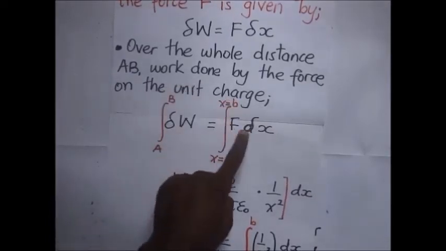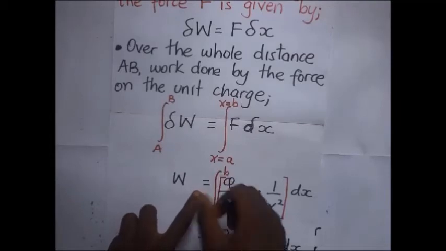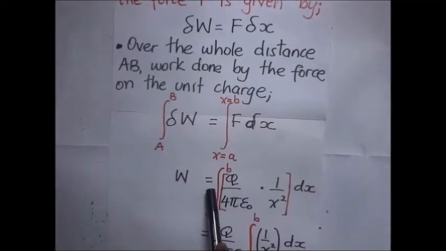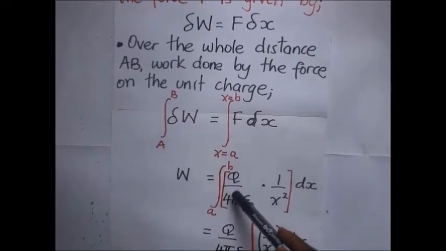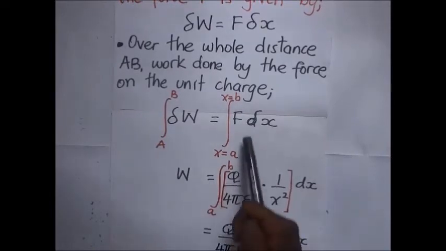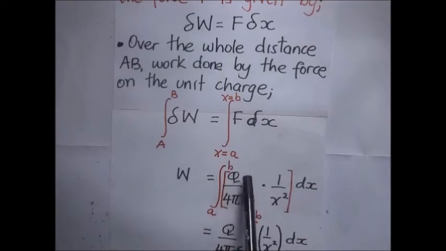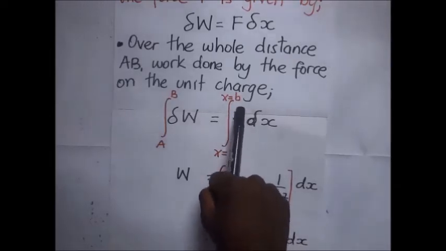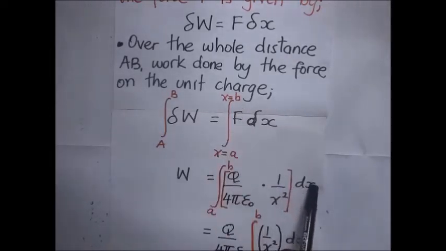Integrating that, we substitute for the value of F, and so work is going to be equal to Q over 4 pi epsilon naught, which is the F we have substituted, multiplied by 1 over x squared. This is Coulomb's law, we've just substituted for F, dx. And it's running from A to B.